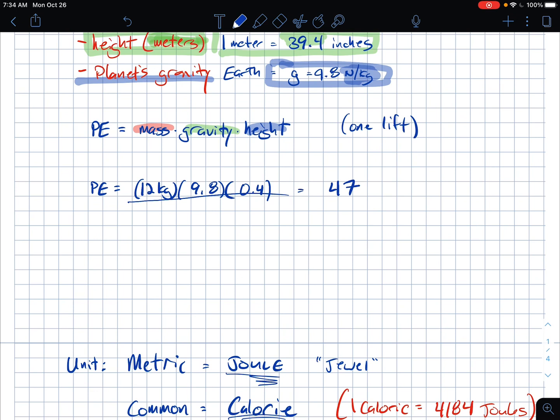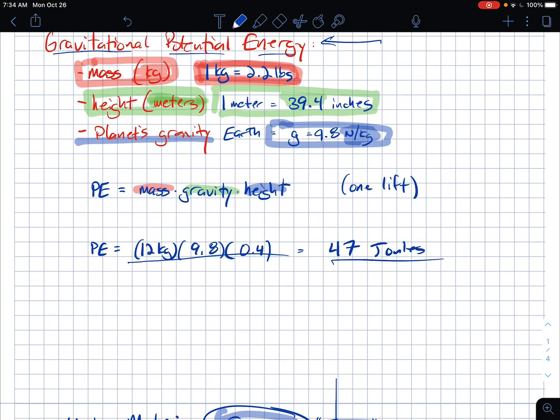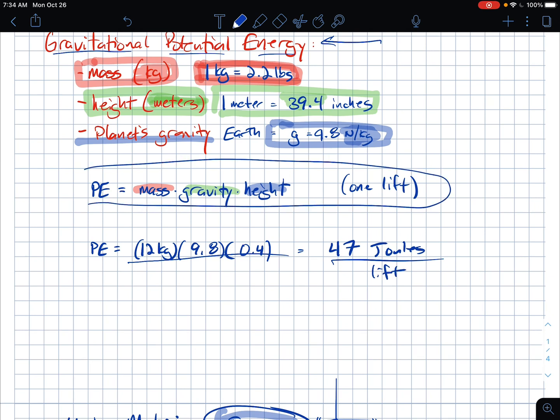Well, in the metric system, the unit for energy is known as a joule. It's named after some scientists from the 1800s. It's spelled J-O-U-L-E, but it's pronounced joule, like a precious gem. That's easy enough to remember. Energy is precious and valuable, and we're trying to save it, just like we would with actual jewels. So I would say that this is going to be 47 joules per lift, because this is the formula I would use to figure out how much energy I burned doing it one time.